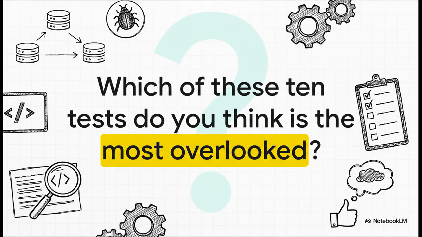So that brings us to the end of our tour. It's pretty clear there's a ton of work happening behind the scenes to make our digital lives run smoothly. I'll leave you with this question to chew on. With all these different kinds of tests we just covered, which one do you think companies are most likely to skip? Something to think about.